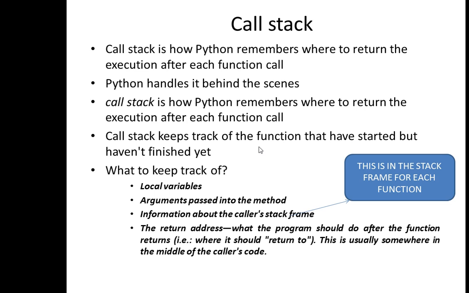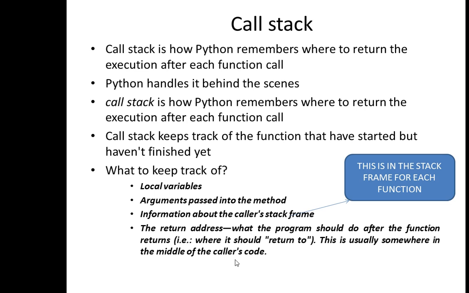Now when a function is called, what all things have to be taken care of? The local variables of that function, the arguments passed into that function, the information about the caller's stack frame, and the return address. That means when a function is called and being executed, and a return statement is executed, it has to know where to return in the main program.